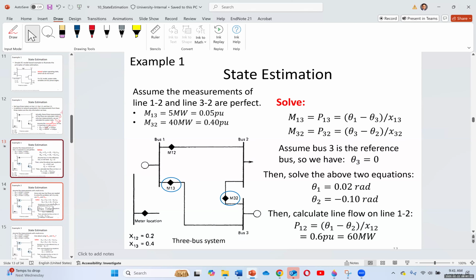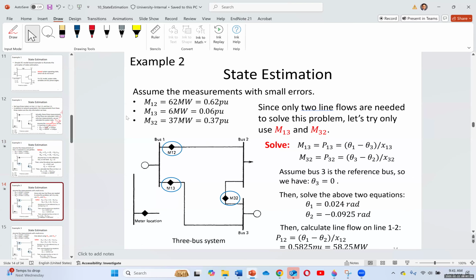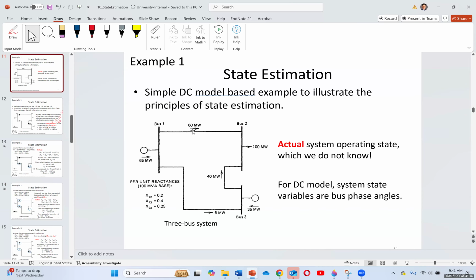But what happens if we have a small error? So imagine that the measurements have a small, slight error. So instead of measuring 60 megawatts, M12 is measuring 62 megawatts. And M13 is measuring 6 megawatts. And M32 is measuring 37 megawatts. So a slight error from the original values, which are 60, 40, and 5.